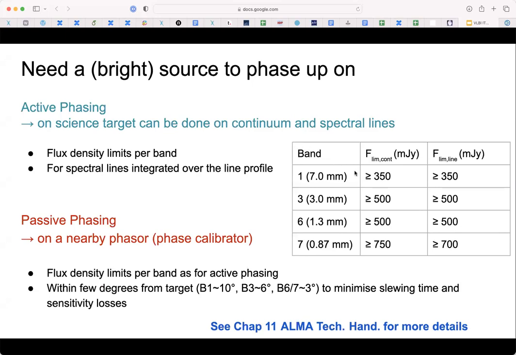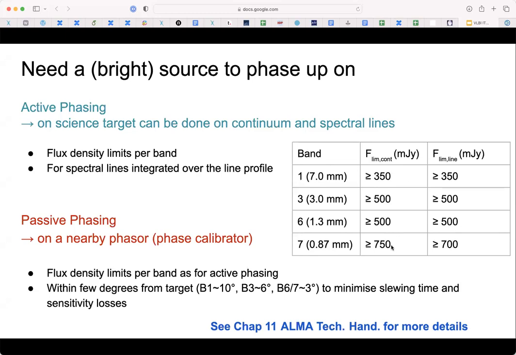So how strong your target has to be for active phasing depends on your band. If you go up to band 7, you need a much stronger source. If you go to band 1 or band 3, it will be less strong. So 350 millijanskys, for example, in band 1.